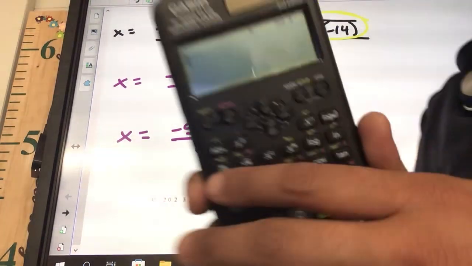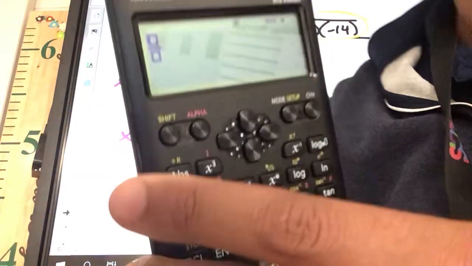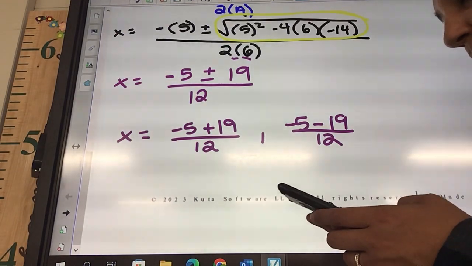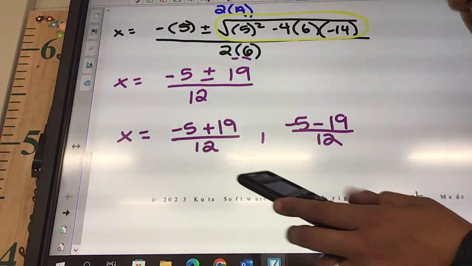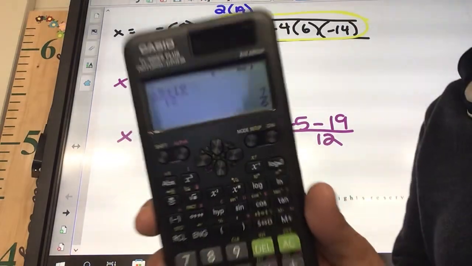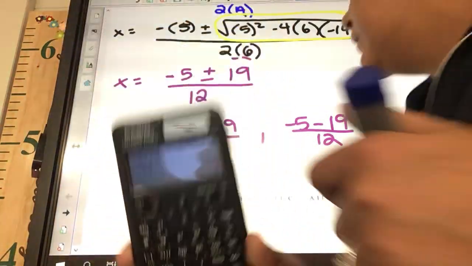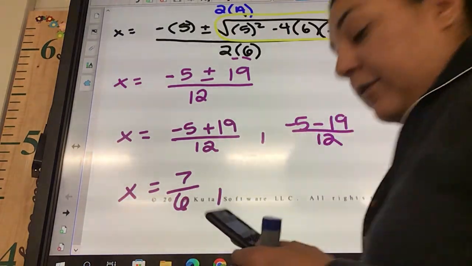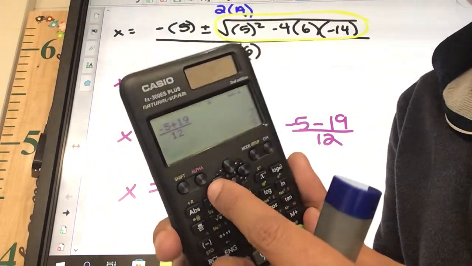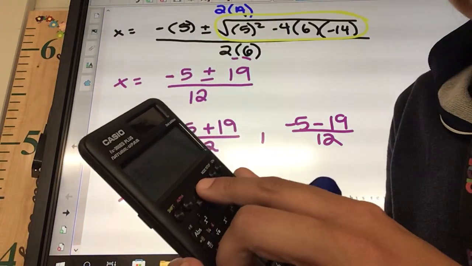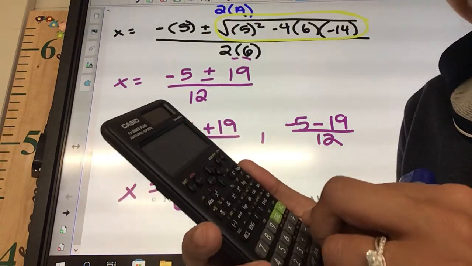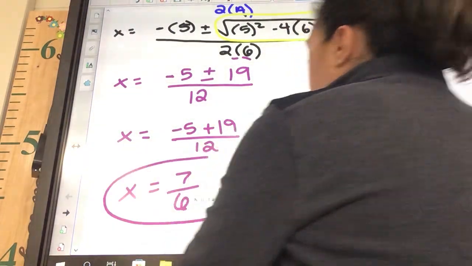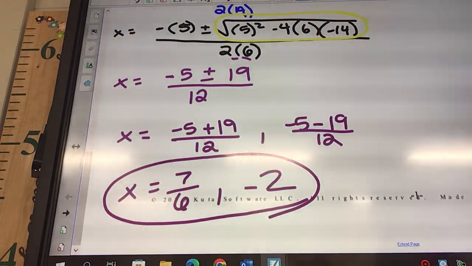Okay, so again, you're going to hit that fraction button. We got negative 5 plus 19 on the top, and then you hit that down arrow and go to the bottom, and that's going to give you 12. So I got 7 over 6. So we got x equals 7 over 6. And for the other one, make your life easier: hit that over arrow until you get to that negative, and you're going to get negative 2. Okay, so those are our 2 solutions.